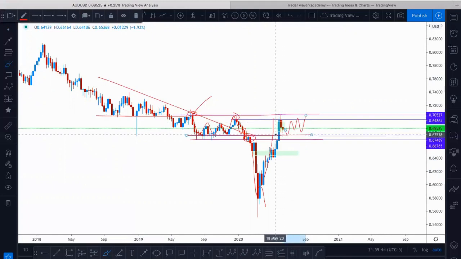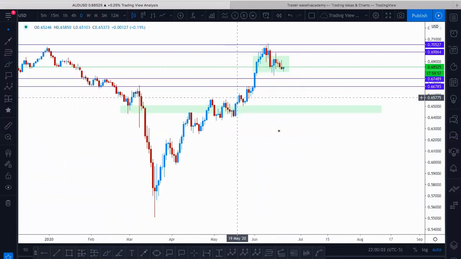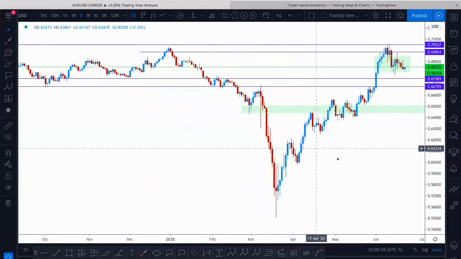Would we get a rejection here to take price back to the highs, or will the market break lower and hold the downtrend in play? These are things that we would be looking at as we progress down and dissect this on the daily time frame and even on the 4-hour time frame, where we'll be looking at the entry position into the market.